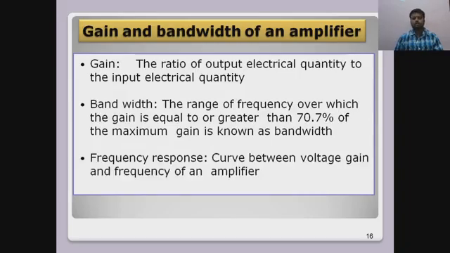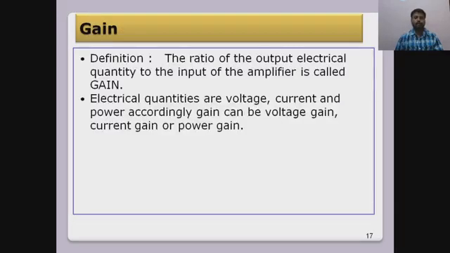Now frequency response. What is the frequency response? It is a curve between voltage gain and frequency of an amplifier. A curve drawn between voltage gain and the frequency of an amplifier is called the frequency response. Okay, the gain definition we know, and the electrical quantities. The electrical quantities are generally voltage, current, and power. Accordingly, the gain could be a voltage gain, current gain, and a power gain.